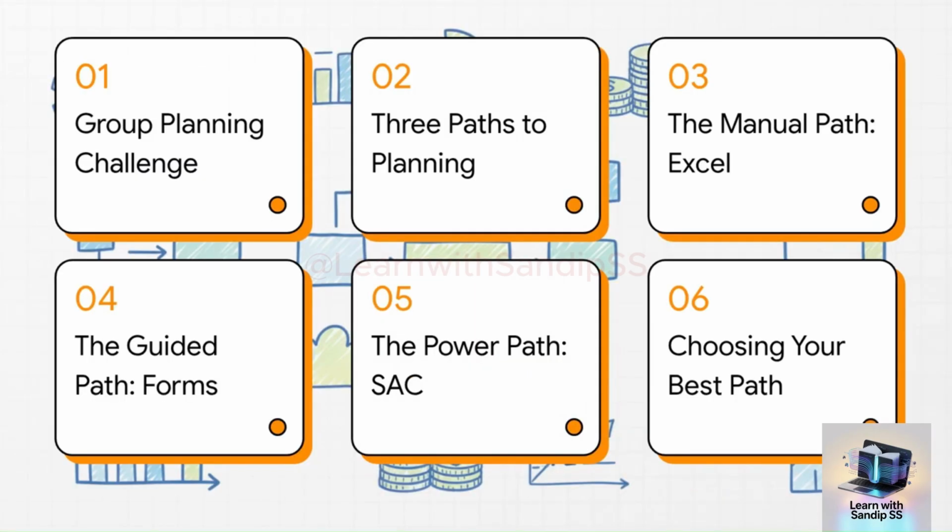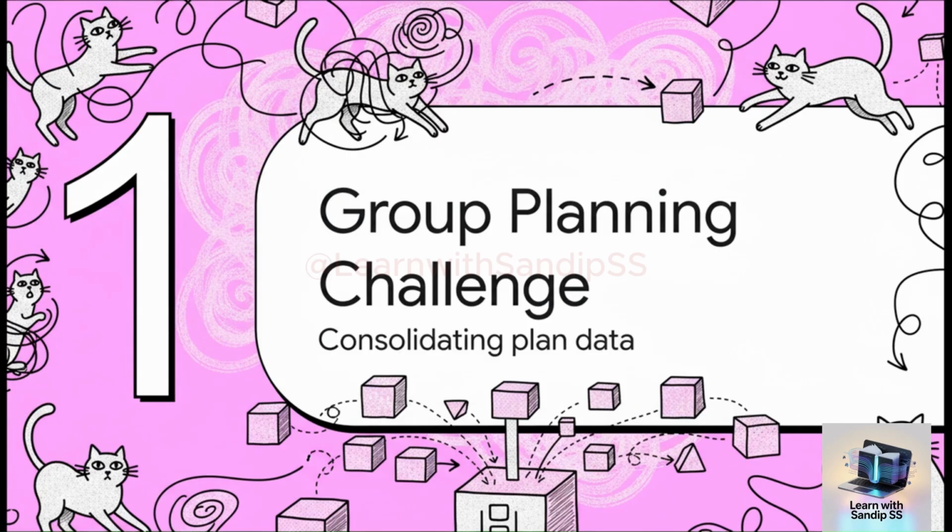All right, so here's our game plan. We're going to start by digging into the group planning challenge itself. Then we'll explore 3 different paths to get your data where it needs to go. There's the manual path with Excel, the more structured guided path using forms, and then the power path with SAP Analytics Cloud. And by the end, you'll have a clear roadmap to choose the absolute best route for your company. So let's just dive right into the main problem.